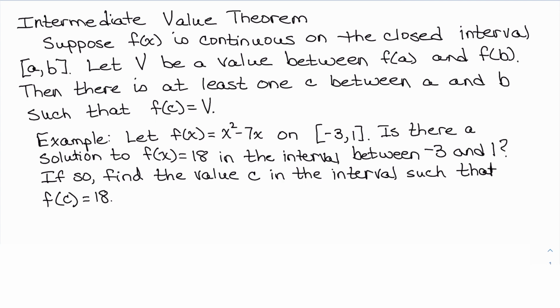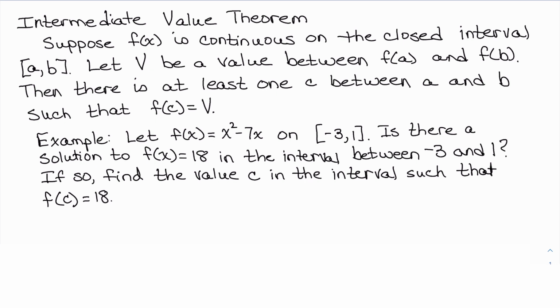Let capital V be a value between f of a and f of b. Then there is at least one c between the endpoints of the interval a and b such that f of c will equal v. One of the things that's really important to remember here is that value v is an output. It's an output between the outputs of the function at the left endpoint and the right endpoint. And your value c is an input, and it's an input that has to be between the endpoints of your interval a to b.